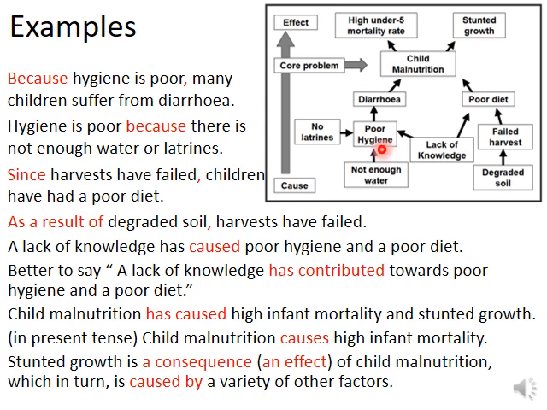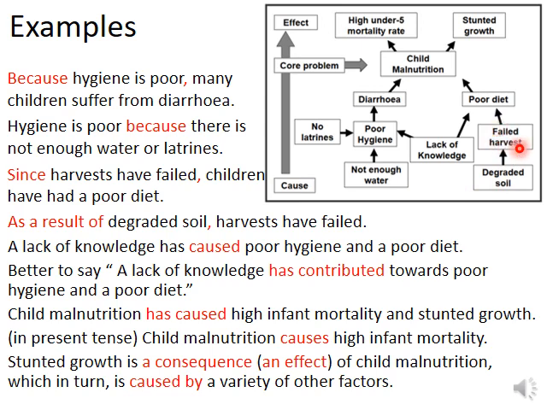Or we can look at the causes of poor hygiene. And there are two, well there are actually three. No latrines, not enough water, or lack of knowledge. And we can write it in the second example. Hygiene is poor because there is not enough water or latrines.